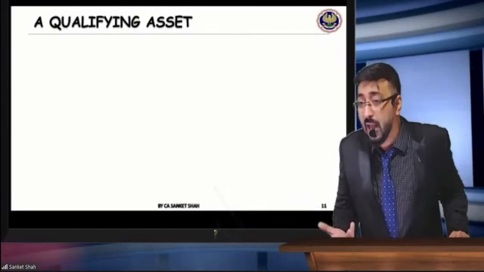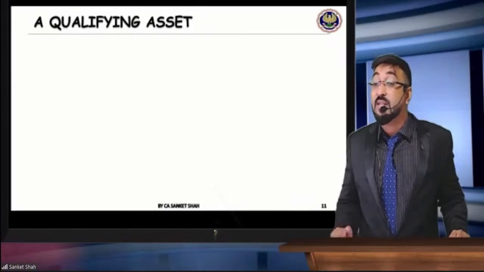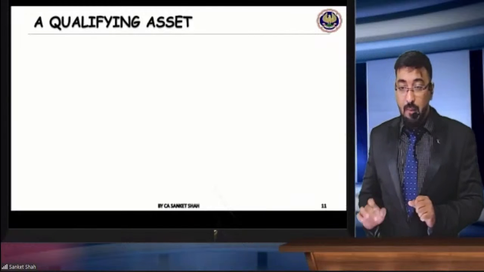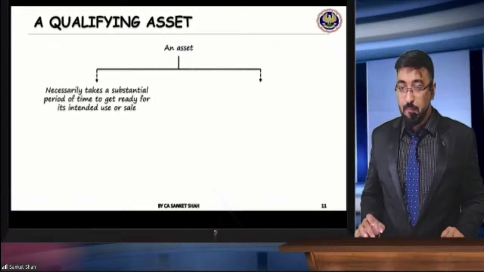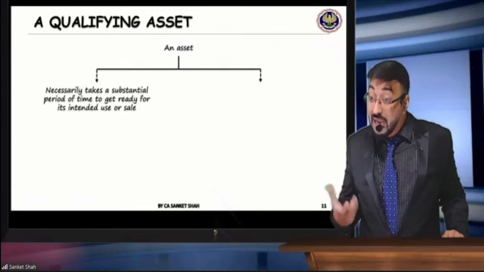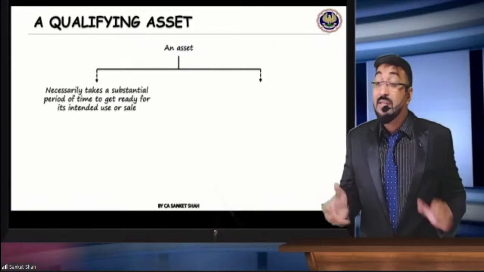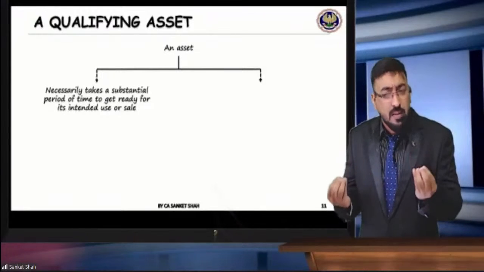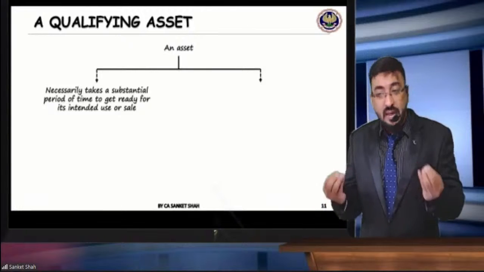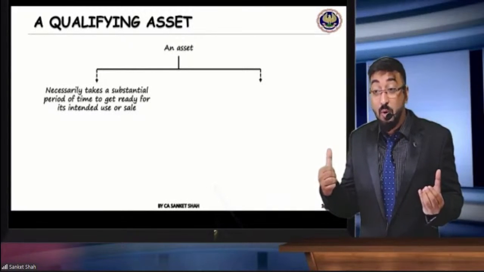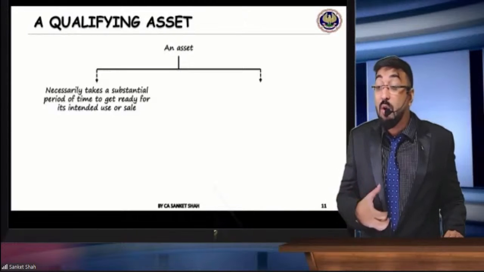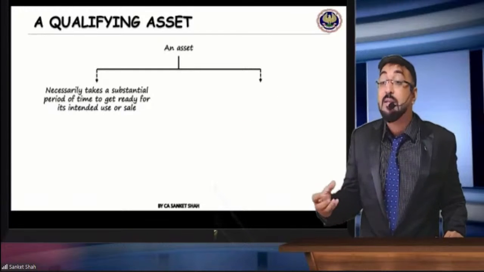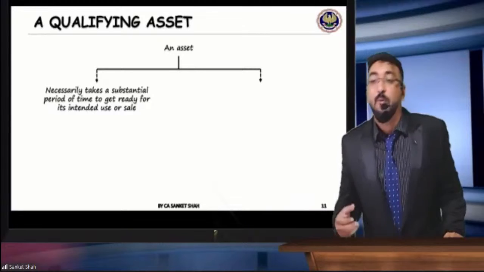Now, sir, what is a qualifying asset? A qualifying asset means an asset which takes a substantial time to get ready for its intended use. Remember, the definition is very easy. If an asset takes a substantial time, it means this is not a ready-made asset. You have to construct it, and it takes some time to become ready. This asset takes a substantial time to get ready for its intended use.